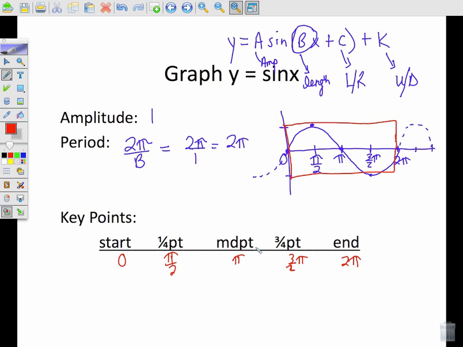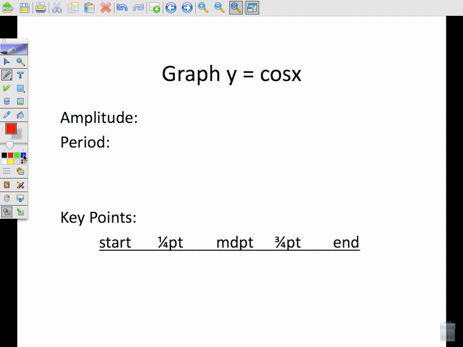Now the only way that these are going to change is if the length of my period changes. So if your graph repeated itself more often than the 0 to 2 pi here. But these are the most important points right here. That's actually how we find a lot of our parts and where our graph crosses the axis. All right, let's go ahead and look at the next one, what cosine looks like.